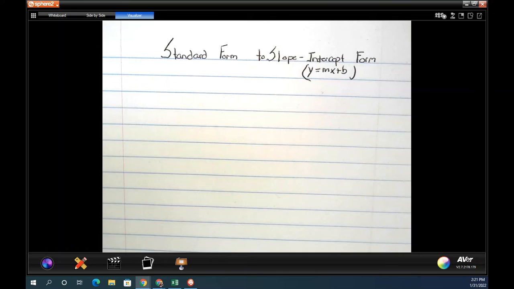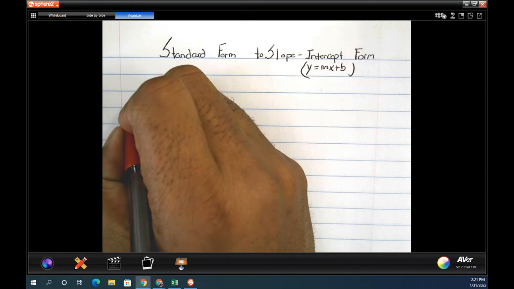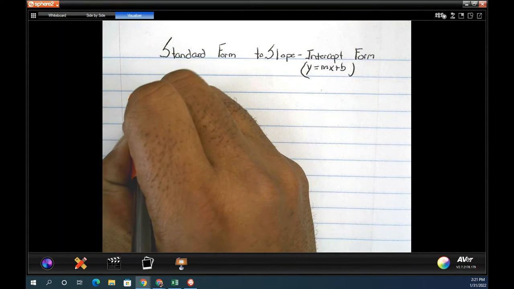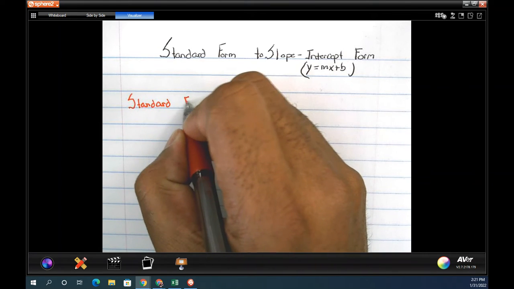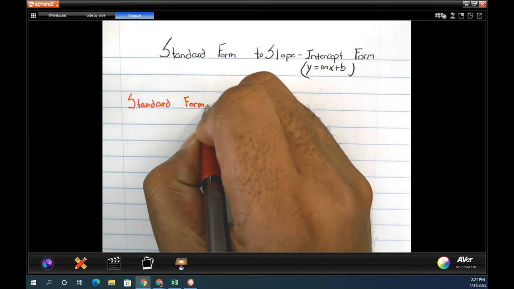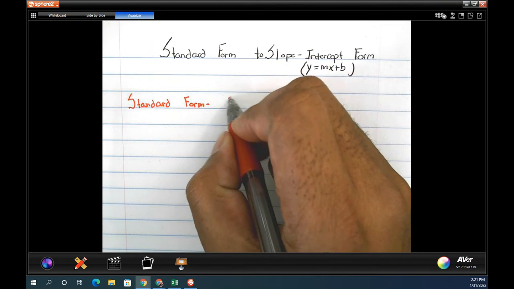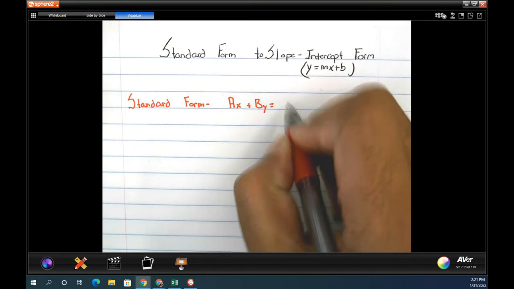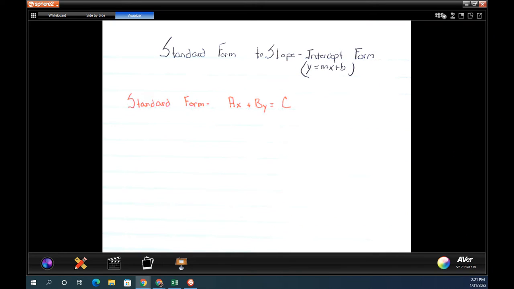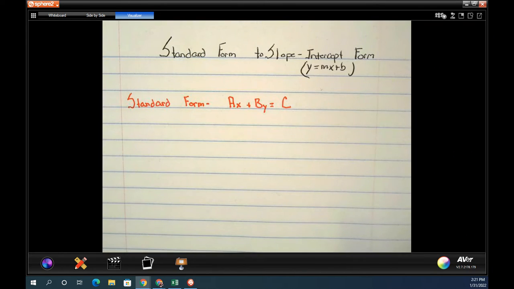Standard form to slope intercept form. Here's the thing. Let's talk about standard form. You've never seen this before. Standard form. Here it is. It's Ax plus By is equal to C. So, some of the answers will be in that form. We're going to do this first, going from standard form to slope intercept form.